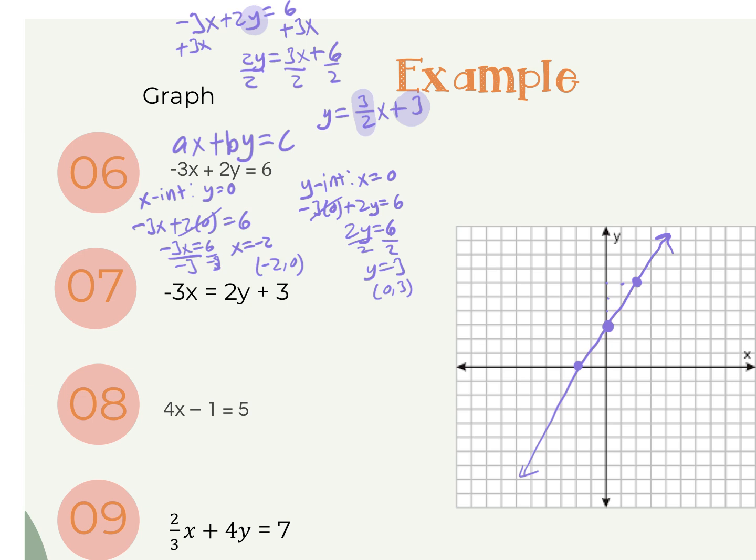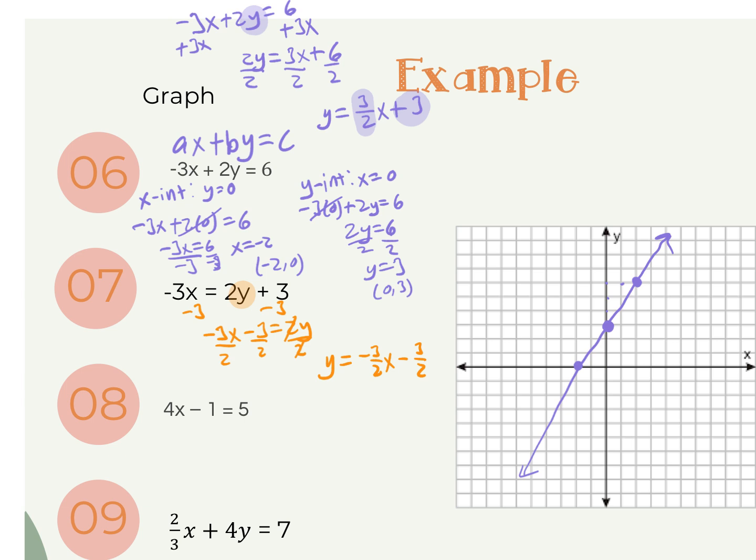So let's get the y by itself, right? We see the y, it's right here. So this is what we want to get by itself. Let's subtract 3 from both sides, and then we get -3x minus 3 equals 2y, and then divide everything by 2. And then I'm going to write it flipped, just so that the y is first. The 2's cancel out, and we get y equals -3 over 2 x minus 3 over 2.